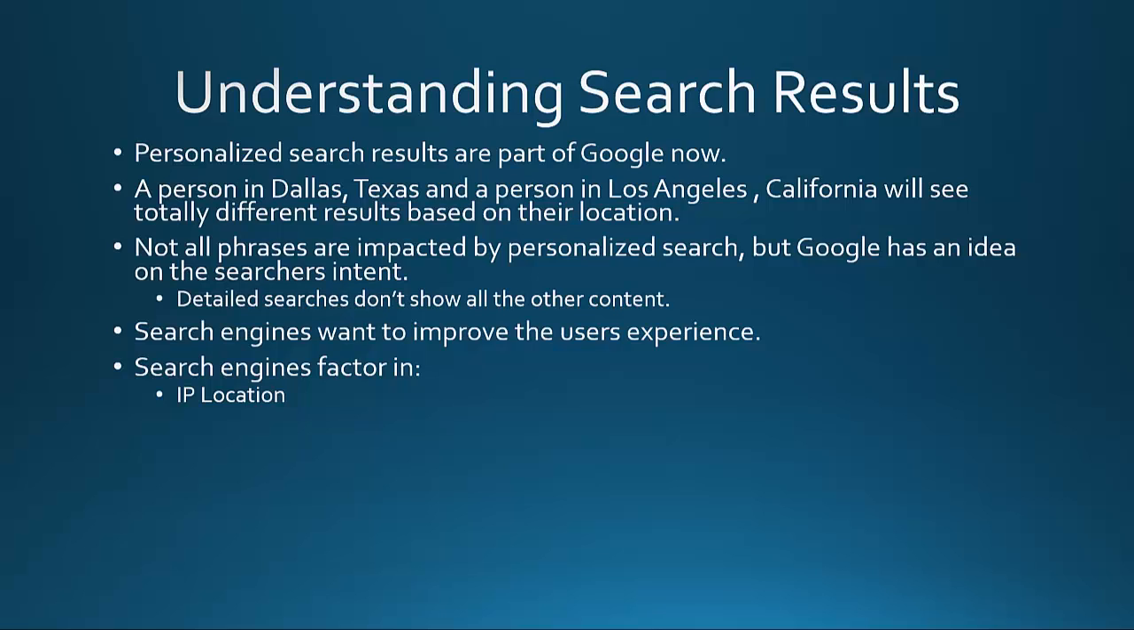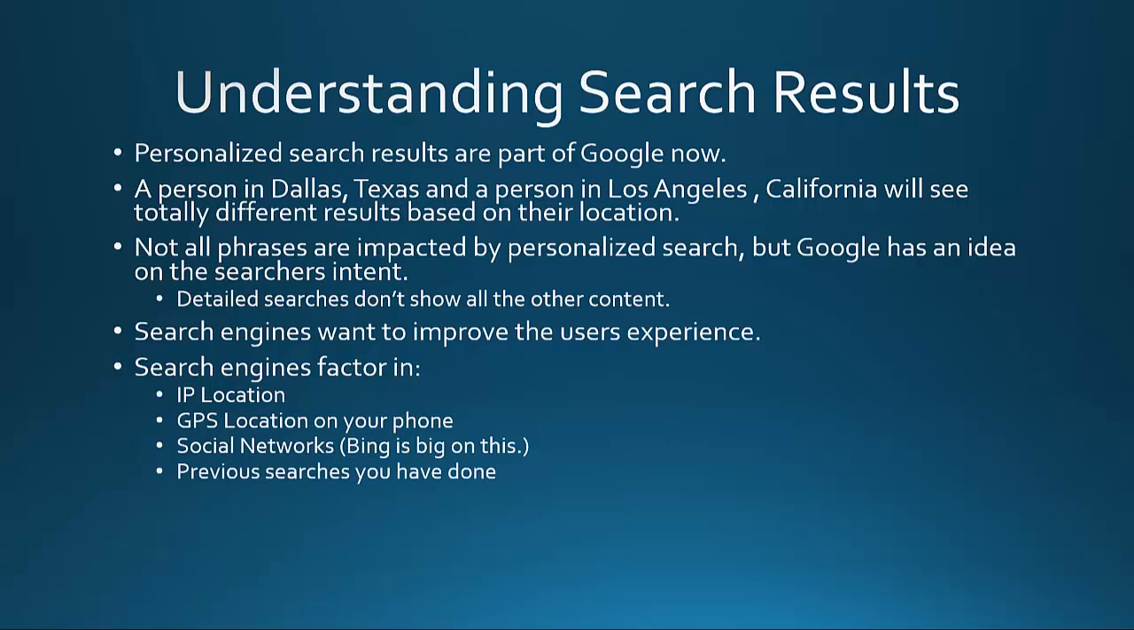Where are people actually searching from? GPS location on your phone if you have that feature turned on. Social networks. Bing is really big on this, the Bing search engine, not as much Google, but they will actually let you know, like, hey, here's websites that your friends recommended or that your friends have recently visited or that your friends have talked about recently. That will actually play in as well into understanding search results. Google can actually incorporate that with Google Plus. Bing will actually do that with Facebook and Twitter and other elements.